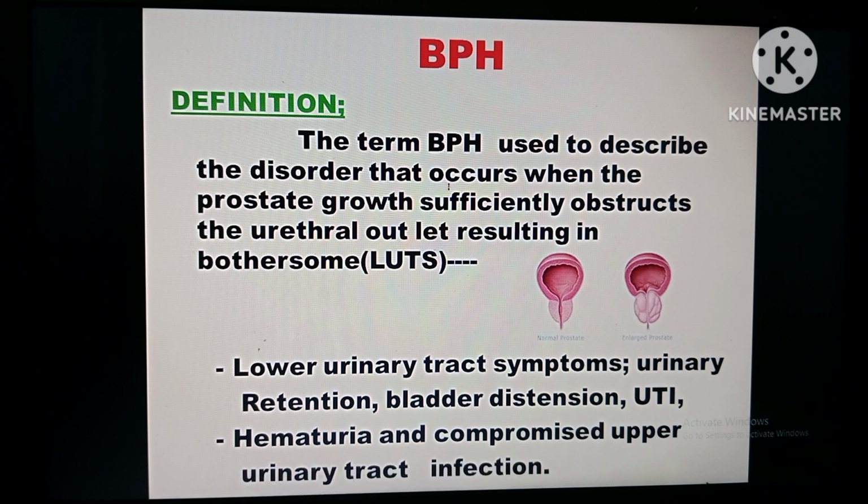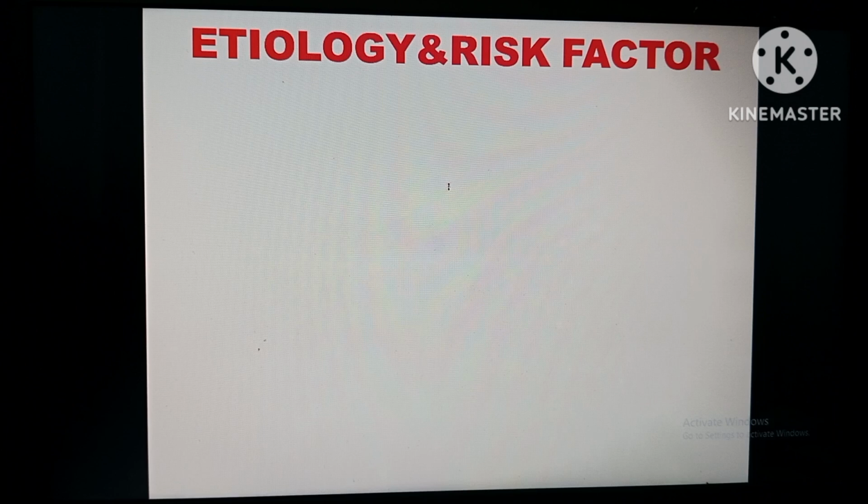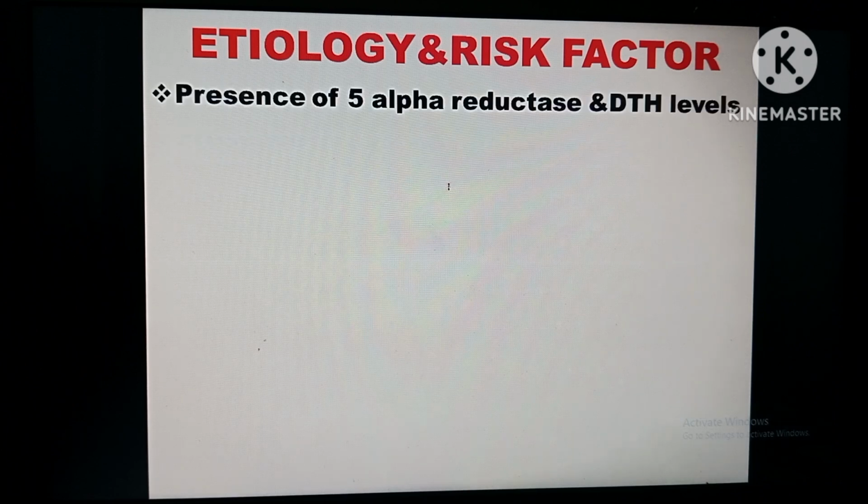Okay. So what may be the causes or risk factors for BPH? Presence of 5-alpha reductase and DTH levels. 5-alpha reductase and DTH are two enzymes. Enzymes are proteins that help to speed up biochemical reactions, and these enzymes are a must because they keep the genital organs in a healthy condition, especially the prostate gland, and throughout life they help for the growth of the prostate gland. So these two enzymes themselves cause BPH.